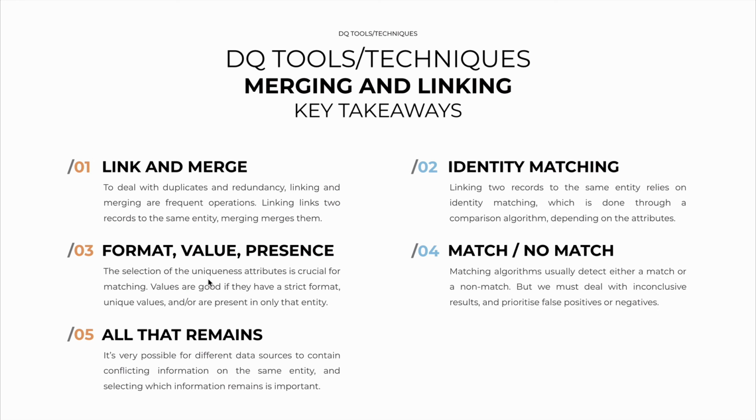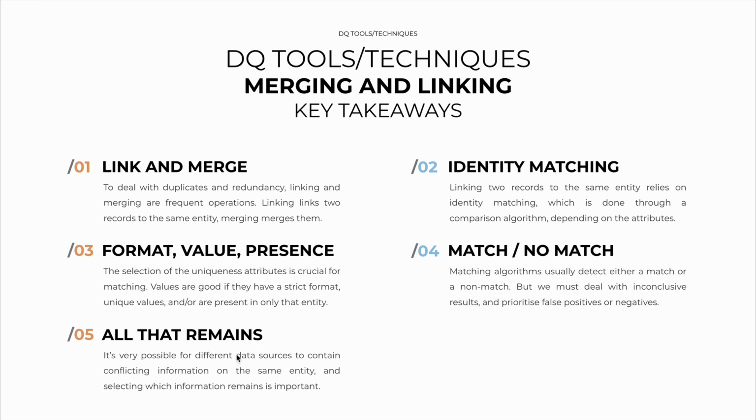Then, stemming from the previous point, the selection of the uniqueness attributes for the comparison is crucial for the matching. In general terms, values are good if they have a strict format, if they have unique values that are not empty and not similar to other values, and or if they're present only in that entity and not in other ones. Then, matching algorithms usually either output a match or a non-match result, but we must also deal with inconclusive results, and we must prioritize false positives or false negatives depending on this specific situation.